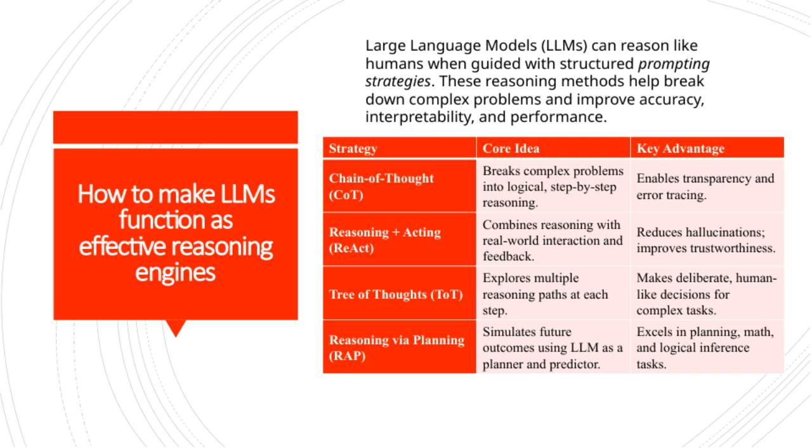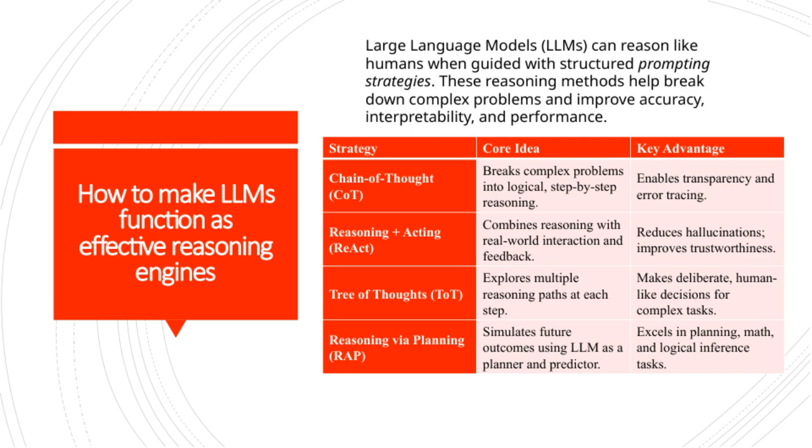Next is reasoning plus acting, or ReAct. This combines reasoning with real-world interaction and feedback, which is great for reducing hallucinations, those false or misleading outputs, and it ultimately makes the model more trustworthy.